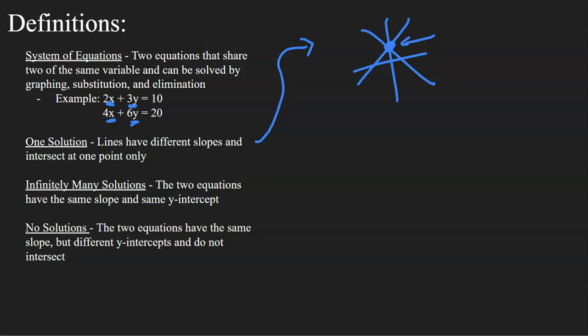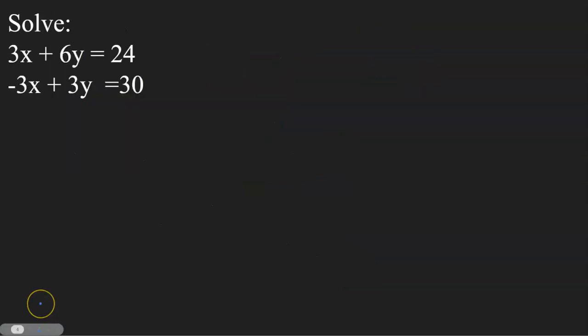And then for infinitely many solutions, these are two equations that have the same slope and same y-intercept. That is going to look like this. You're going to have this one line, but then as you learn, you'll realize they actually go on top of each other. So both of those lines are the same, having the same solutions. And then no solutions is when the lines have the same slope, but different y-intercepts, and that will look like that.